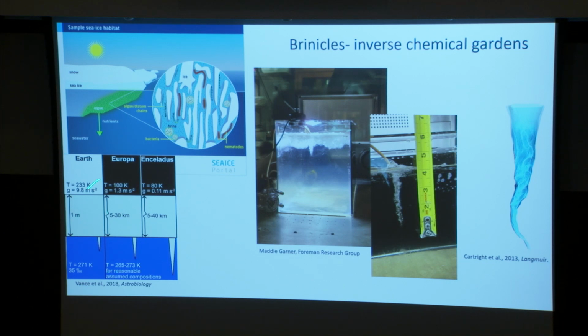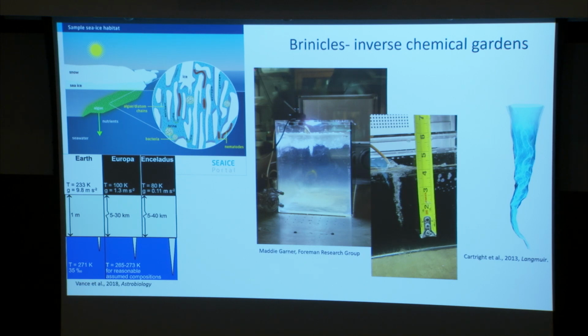This schematic from Vance et al. shows the differences between the surface, the ice, and the ocean water below on Earth, Europa, and Enceladus, and sort of the predicted scaling of these, so the size of that ice, as well as potentially the size of those brinicles within that system. These images here came from Maddie Garner's work in our Sub-Zero laboratory at Montana State.